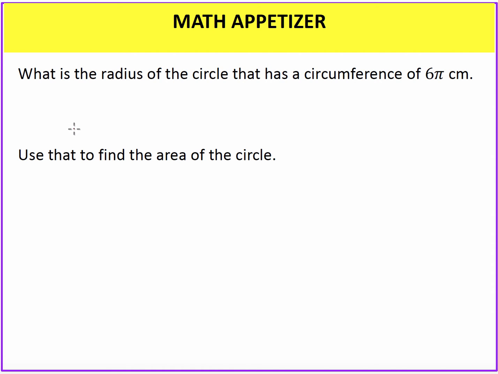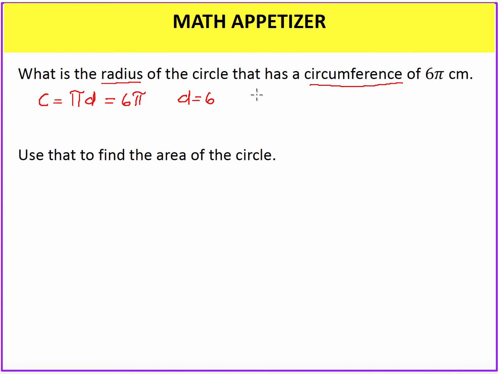Now I'm hoping that you have done this problem in your notebook, and let's go ahead and see what the solution is. So we've been asked to find the radius of the circle that has a circumference of 6 pi. Now let's see what the formula for circumference is. So circumference equals pi times d. And we are given here that the circumference is 6 pi. So that means that the diameter must be 6.